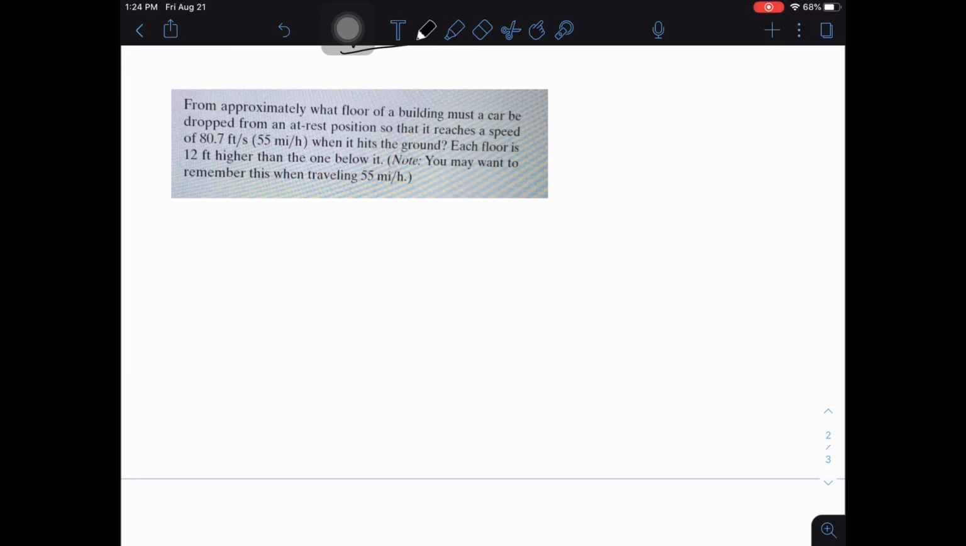Alright, so our solution would be we have Vf squared is equal to Vi squared plus 2a change in position. Next, our final velocity is 80.7, so that's good. Our initial velocity is 0 because it's an at rest position. And then we have acceleration 32.2 feet per second squared. Alright, so let's substitute the given parameters.